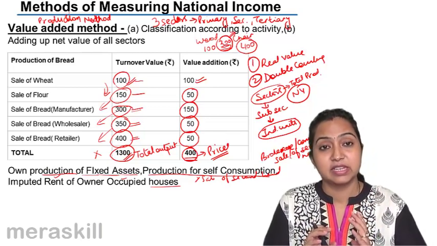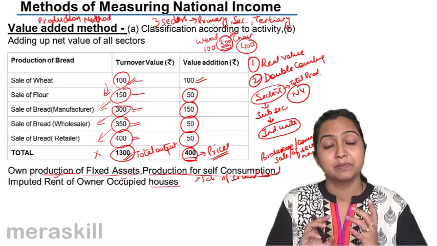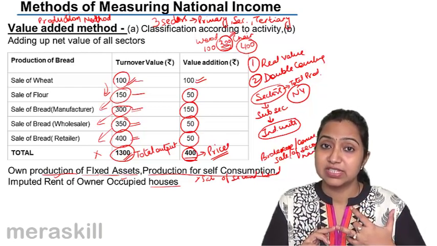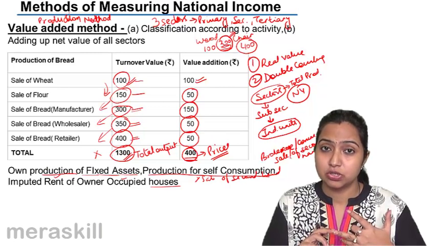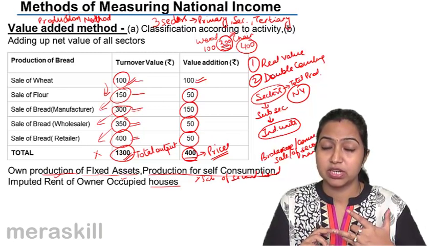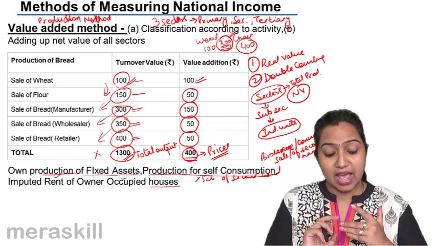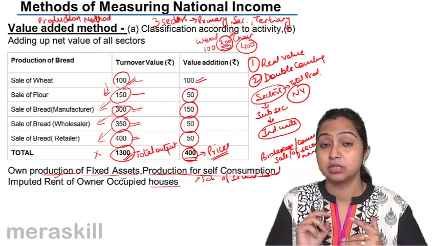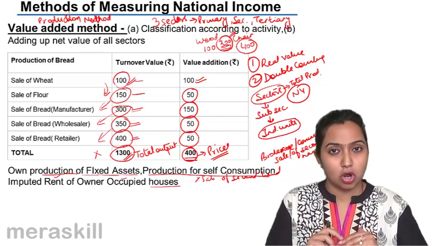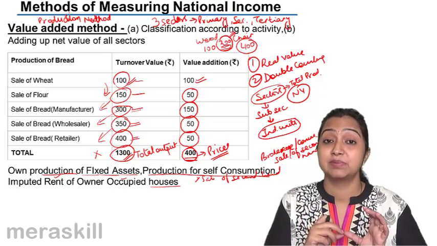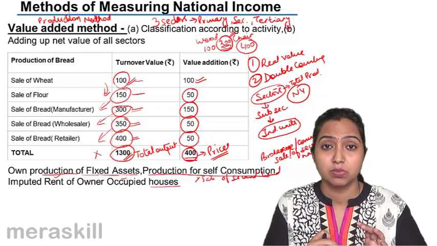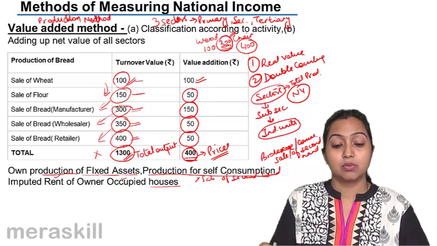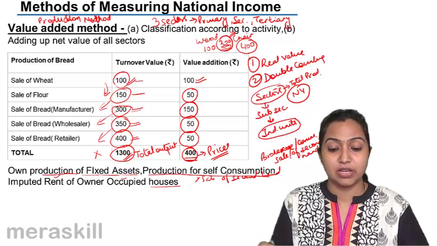So the things that need to be kept in mind are: own production of fixed assets should be considered, production for self-consumption, if any, should also be taken into consideration while computing national income from the value added method, and imputed rent of owner-occupied houses should be taken into consideration. Sale of second-hand goods should not be taken into consideration, but if there has been any brokerage or commission that has accrued because of it, that should be counted. So this was the production method or value added method.